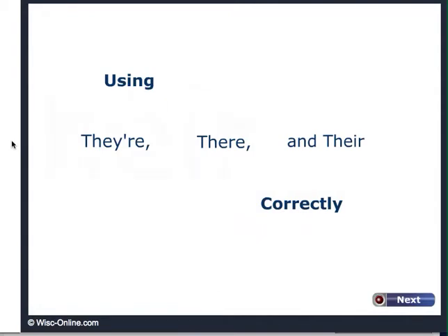So since this is one of those things that really irritates me in a final draft, I want to cover what you need to be aware of so that you can receive full credit for at least this piece. So the first thing I want you to know is this is a really important skill that you need to be able to differentiate between they're, there, and their.